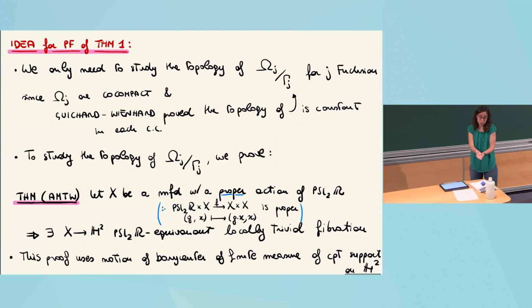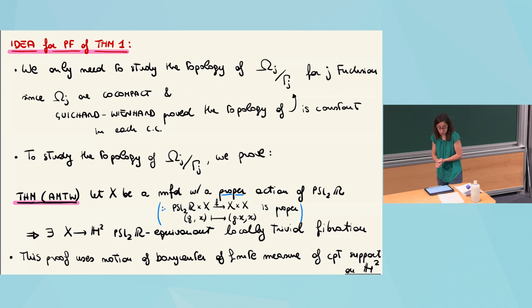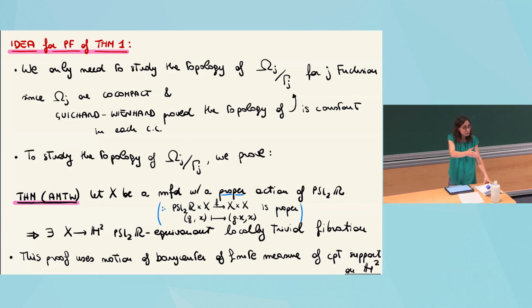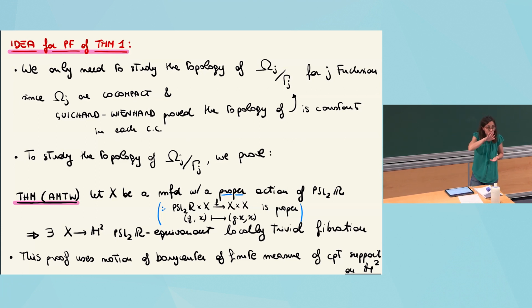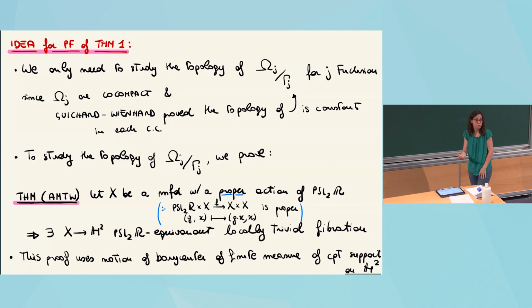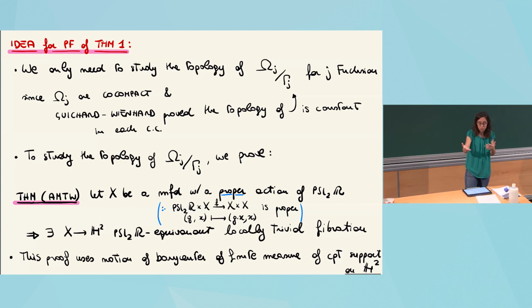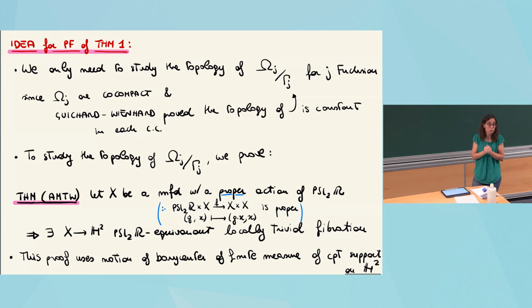And so you see that the main theorem that we actually prove, this was something that Nicolas really observed, is that when you have a manifold with a proper action of PSL2R, then you have a map into H2 which is PSL2R-equivariant and is a locally trivial fibration. This proof uses the notion of a barycenter of a finite measure of compact support on H2.